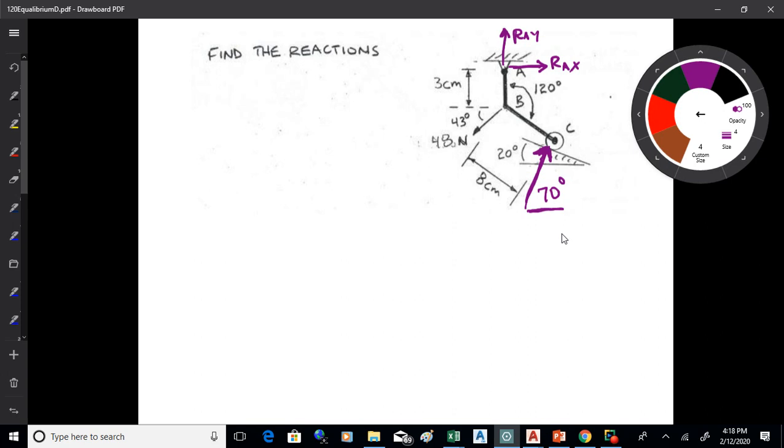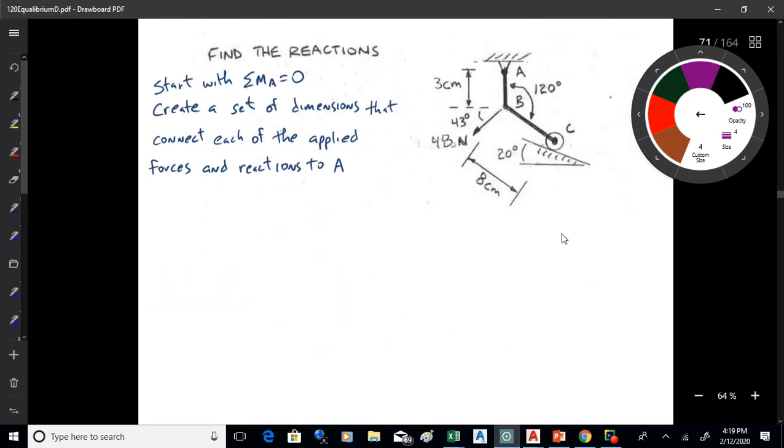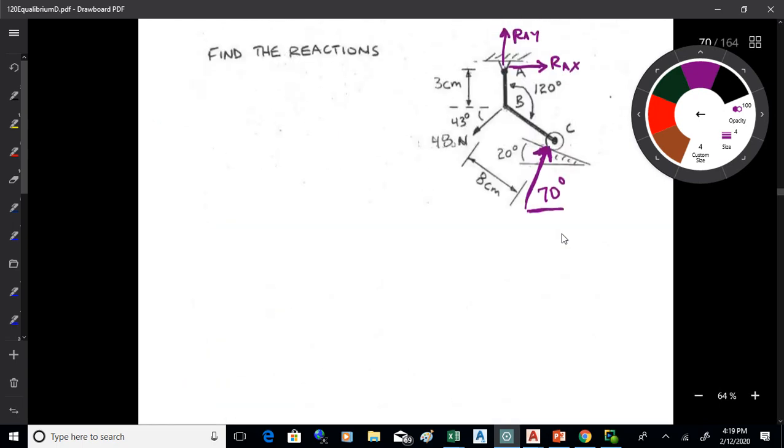All right, now we got a free body diagram. That's always a good start. Now the next thing we want to look at is how are we going to solve this? What is equation number 1? How are you going to start that?